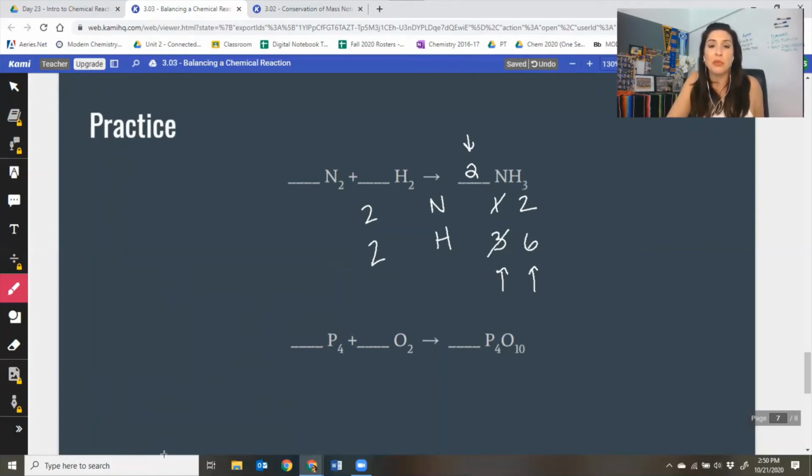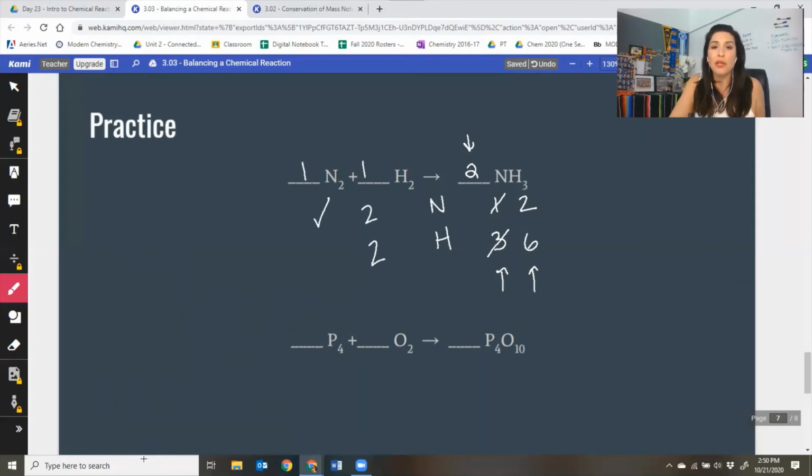Okay, back to the reactant side. 2 and 2 are good. I'm balanced in terms of nitrogen. So I could either leave this blank or I could put a 1 if you were uncomfortable with blank spaces. But a 1 is always implied as a coefficient if there's nothing there.